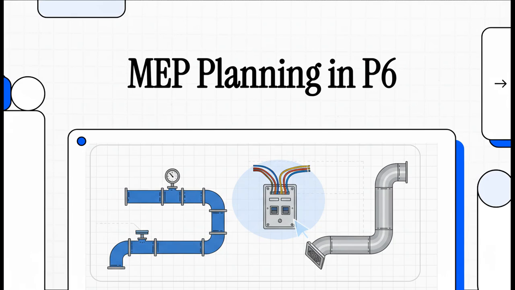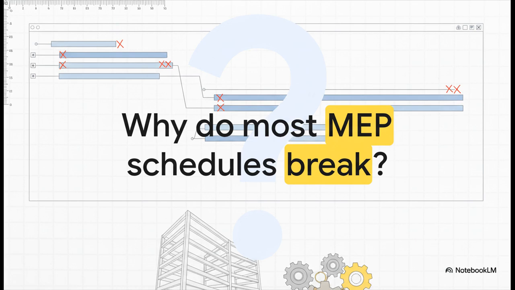All right, today we're going to build a completely flawless MEP project setup in Primavera P6, and we're going to do it from the ground up. We're not even touching activities or logic yet. Instead, we're building that bulletproof foundation that, honestly, most schedules are missing. Let's dive in. So let's kick things off with a question that probably keeps every single planner up at night.